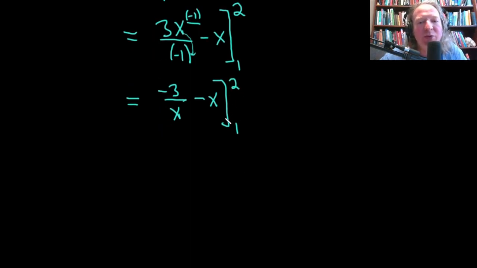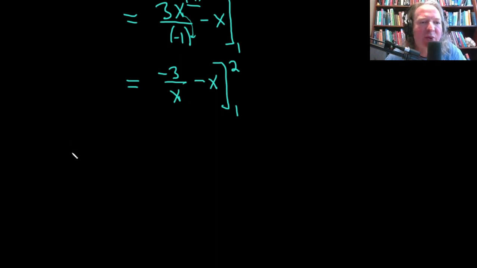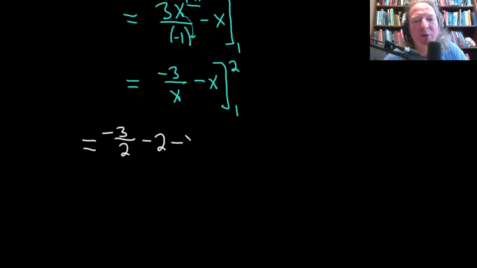Okay, so first we plug in the 2, subtract, then we plug in the 1. So this is equal to, plugging in the 2 for all the x's, negative 3 over 2, minus 2, then minus, now this is two terms, so it's really important to use parentheses. So parentheses, negative 3 over x, or 1, because x is 1, minus 1. Right, so plugging in the 2, let's check 2 here, minus, and then plugging in the 1s, everything looks good.